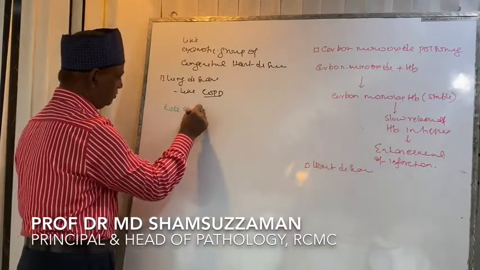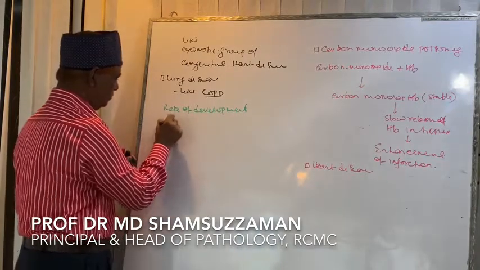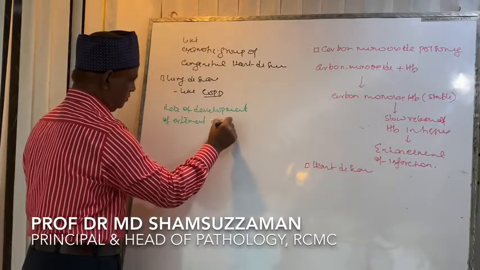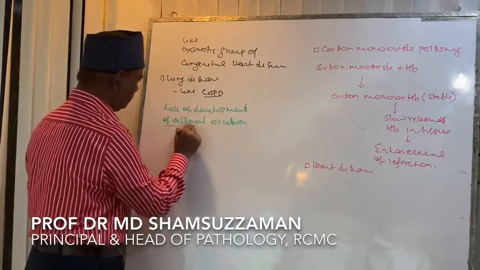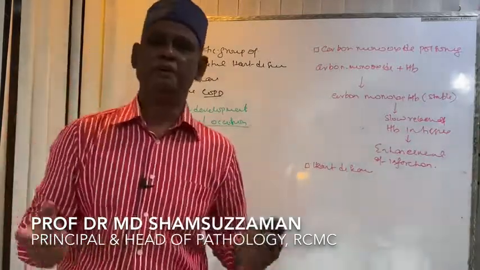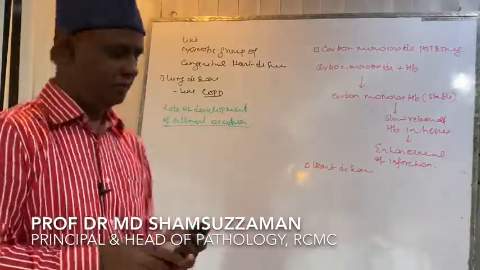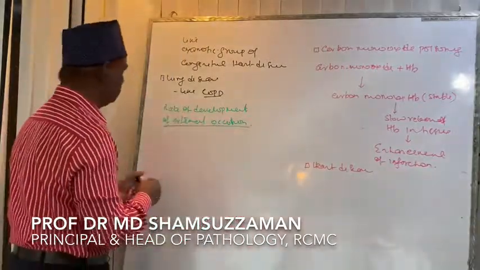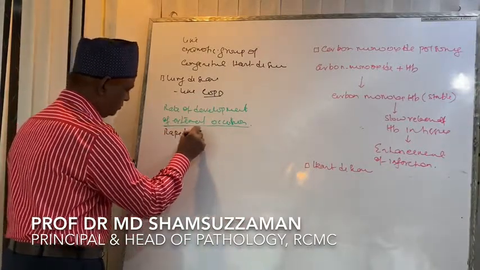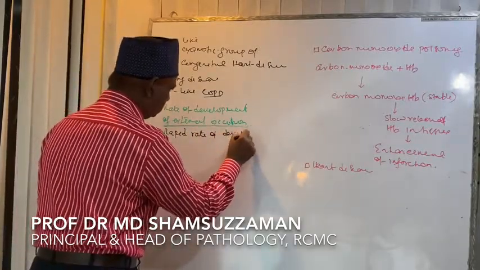Lung disease like COPD, that is chronic obstructive pulmonary disease. If anybody suffers from bronchial asthma, bronchitis, bronchiectasis or emphysema, these are the COPD. So, COPD is associated with diminished oxygen content of blood and it will enhance the infarction.